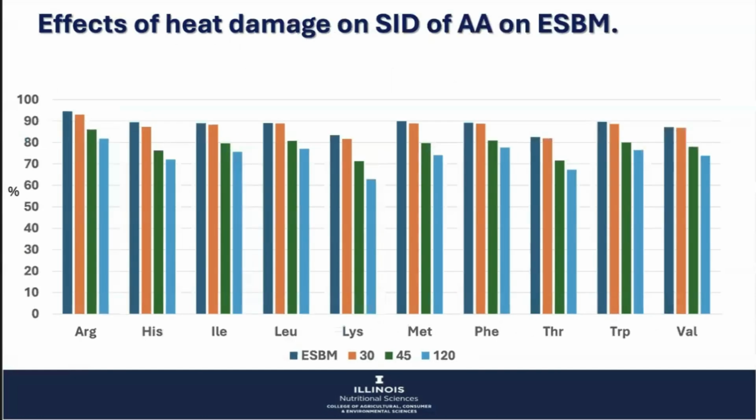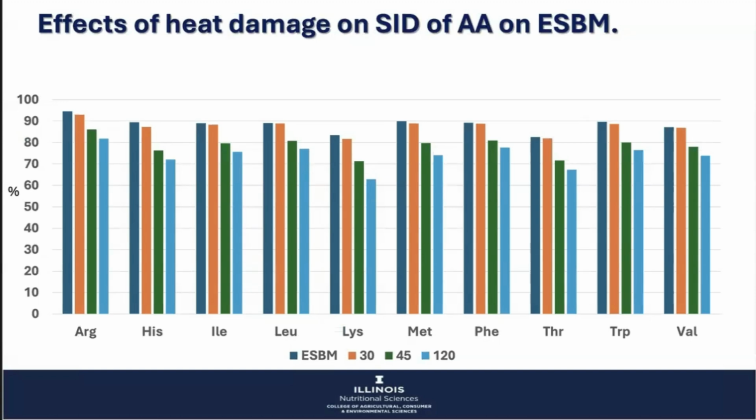This slide was set up as the previous one. On the y-axis, we have the digestibility of amino acids in percentage, and on the x-axis, we have non-autoclave and autoclave enzyme-treated soybean meal. In the dark blue bar, we have non-autoclave enzyme-treated soybean meal. In the orange bar, 30 minutes autoclave enzyme-treated soybean meal. In the green bar, we have 45 minutes autoclave enzyme-treated soybean meal, and in the light blue bar, we have 120 minutes autoclave enzyme-treated soybean meal.